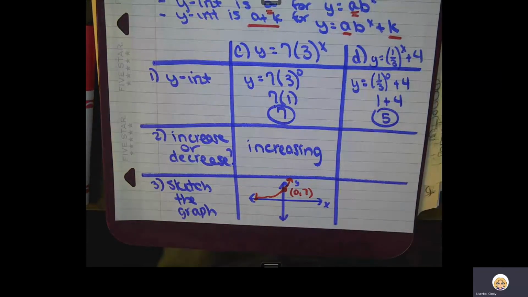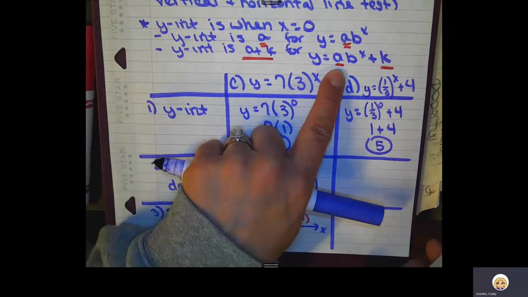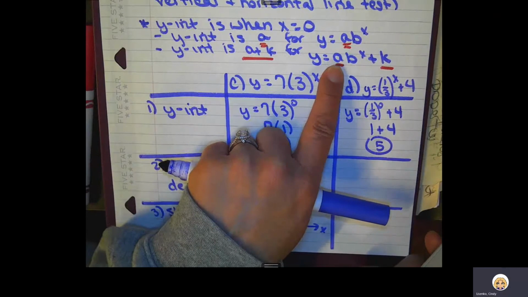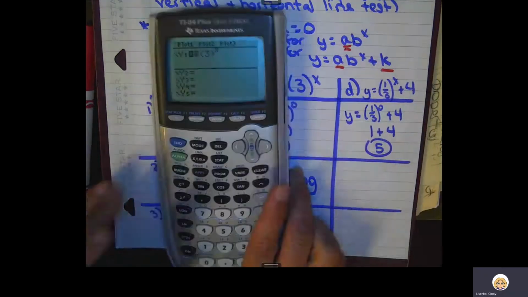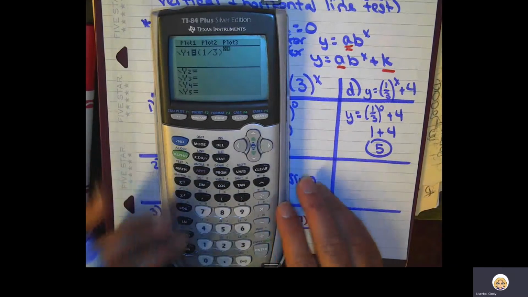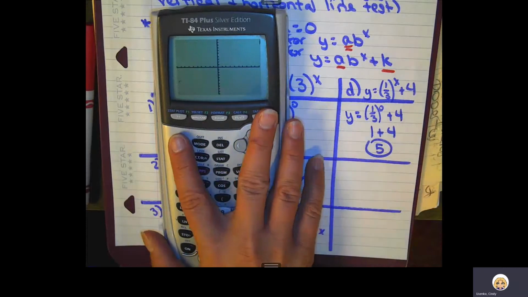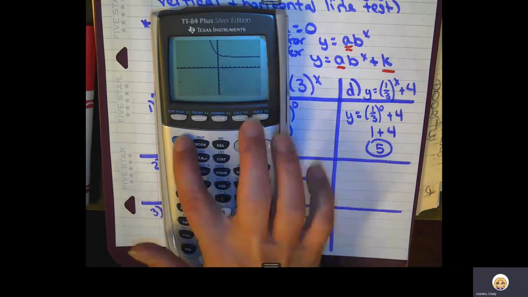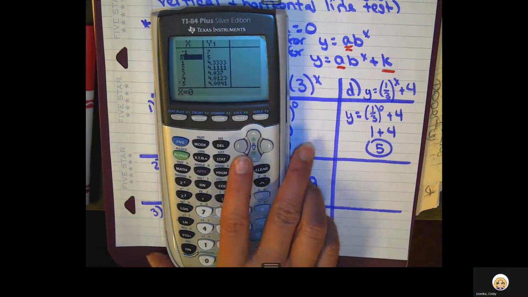If I want to check this in my calculator, remember we also said if we have an equation in this form, our y-intercept should be the number in the front of our base plus the number at the end. Well, the number in the front of the base was just an imaginary 1, and we have a 4. 1 plus 4 is 5. I'm going to go to my calculator and type that in really quick. So I have 1/3 to the x power plus 4. If I go to my graph, here's what it looks like. And to check to make sure that's the right y-intercept, 0 is with 5, so that's my y-intercept.